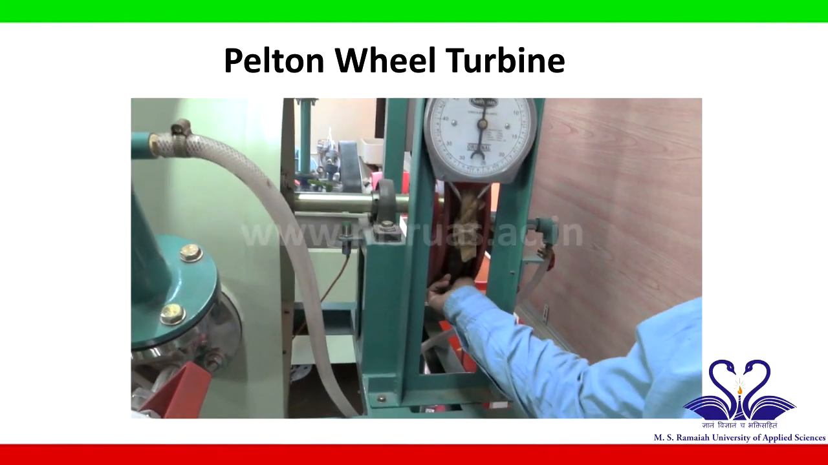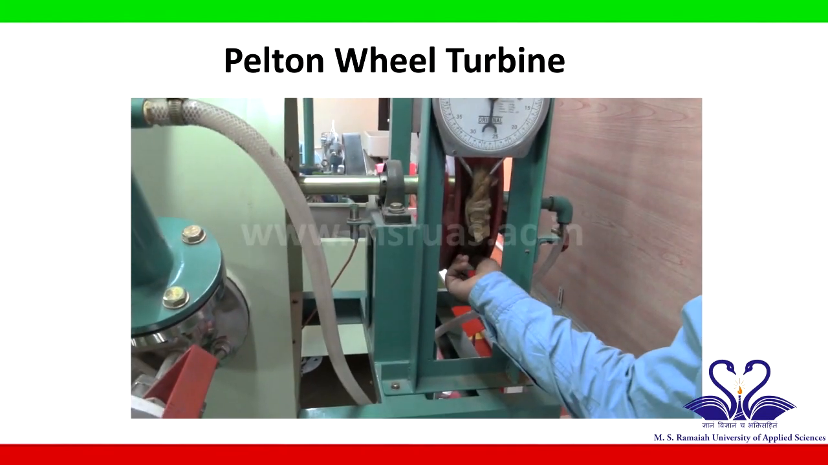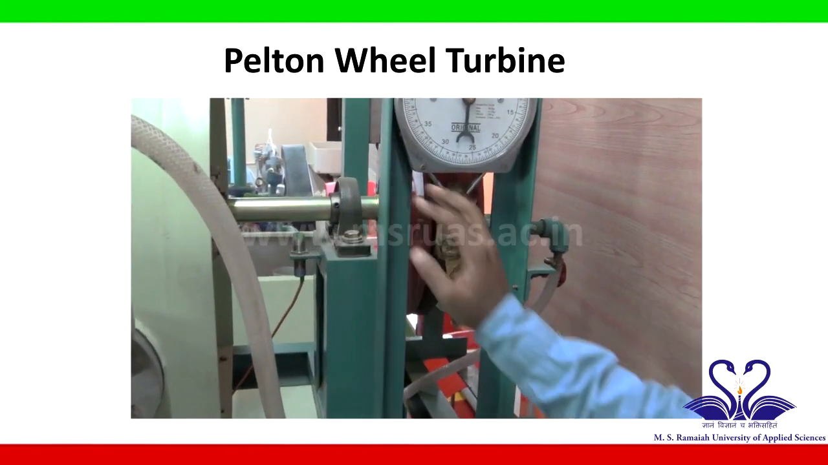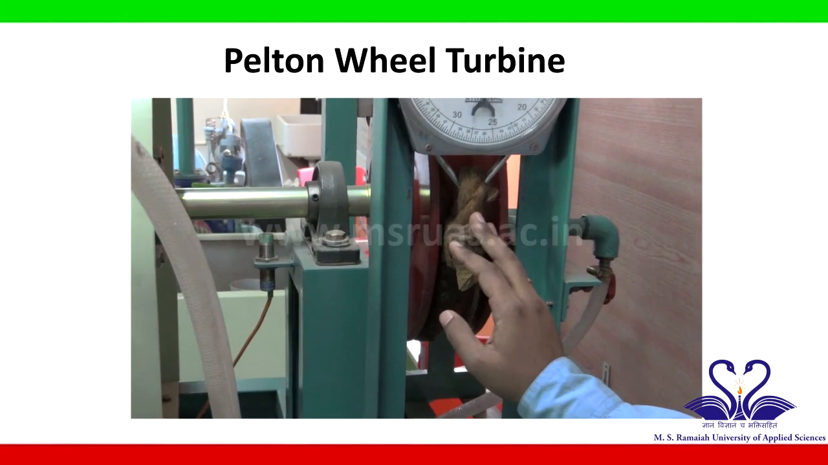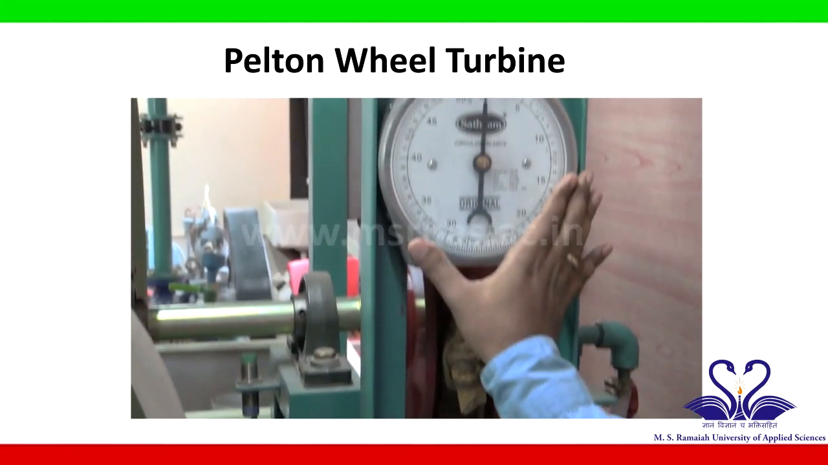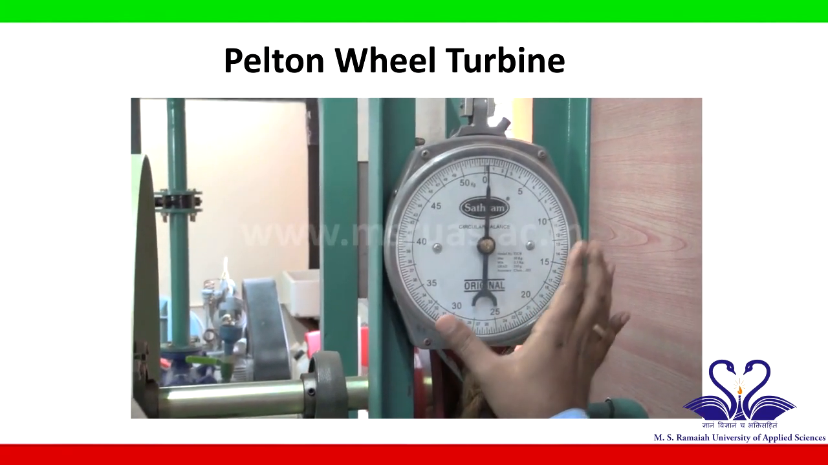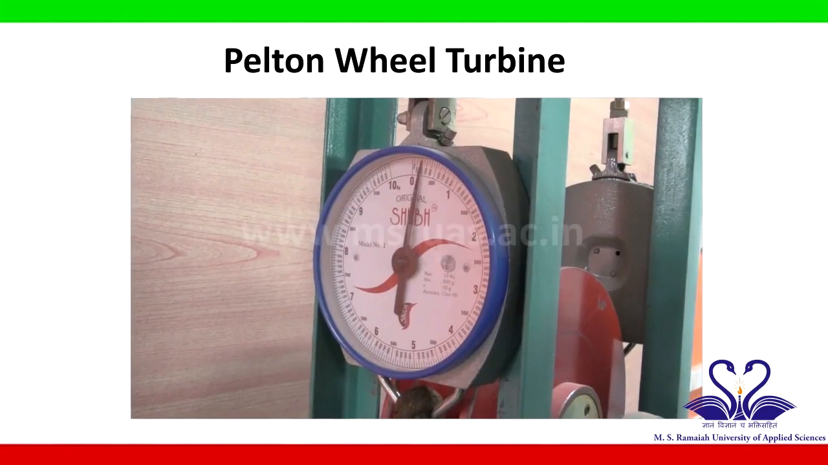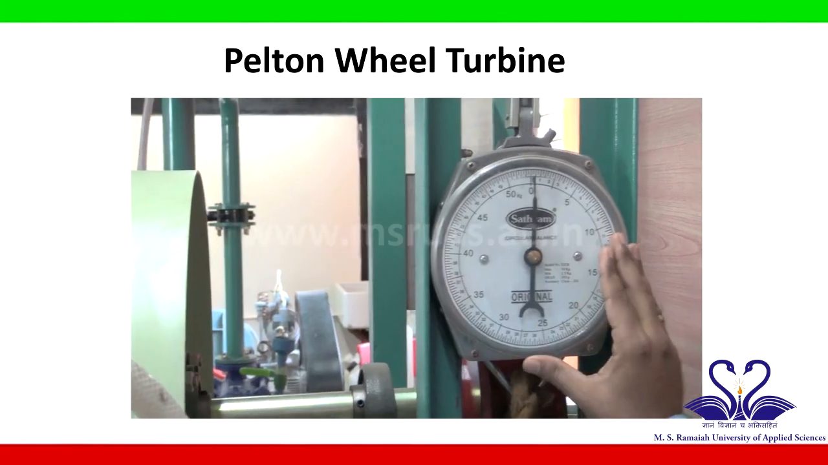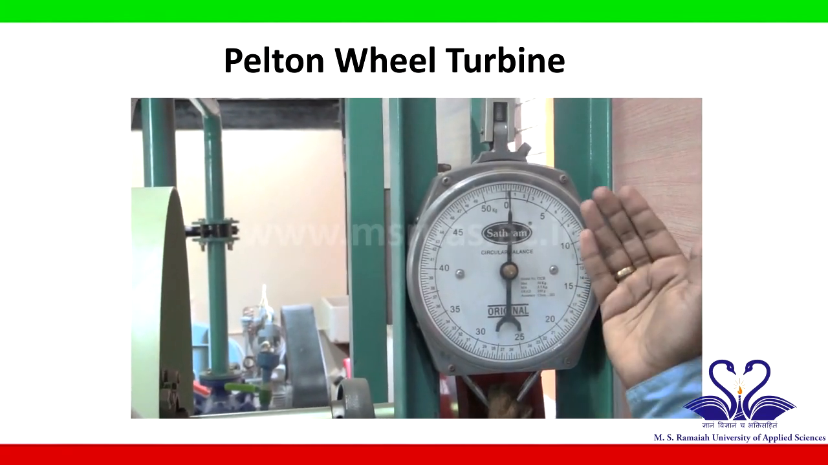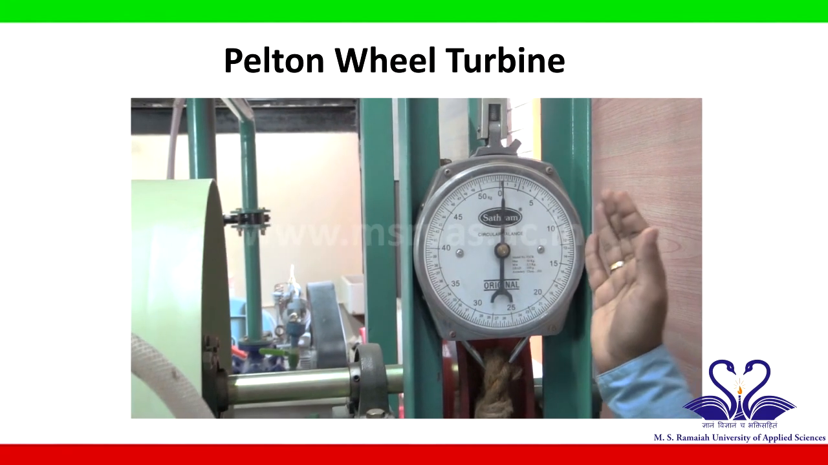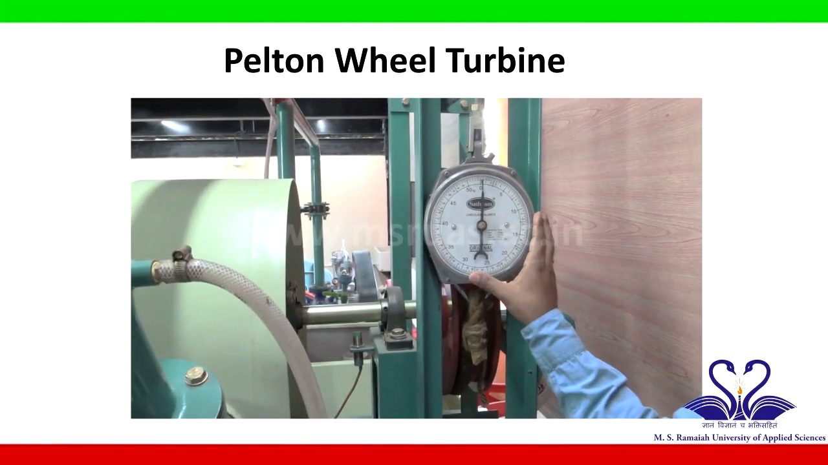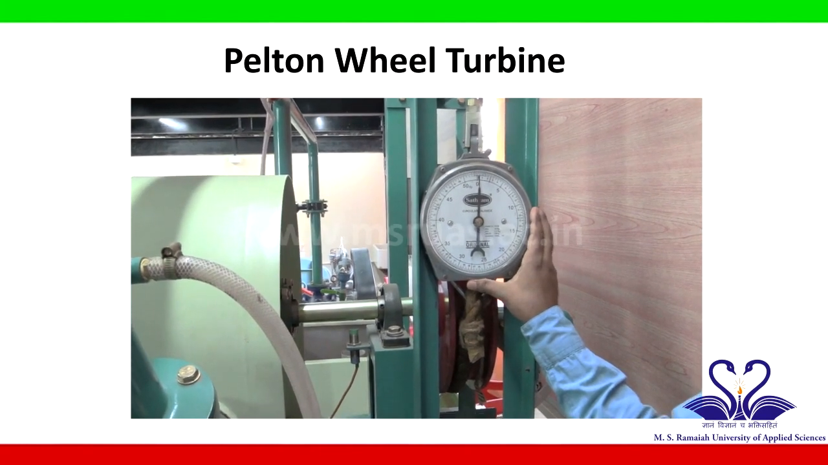So the rope which is present on the brake drum as a friction will add the load on the turbine. The load can be indicated on the mechanical balance. There are two balances, one at this end and one at the opposite end of the dynamometer. The difference in the forces will be the net force acting on the Pelton wheel, and this force can be used to measure the torque that is being applied on the shaft.